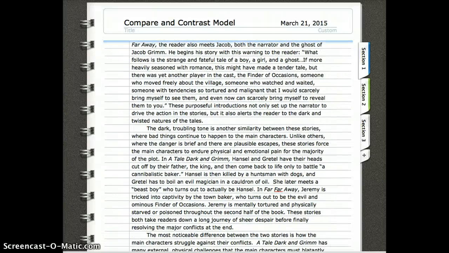These purposeful introductions not only set up the narrator to drive the action in the stories, but it also alerts the reader to the dark and twisted nature of the tales. The dark, troubling tone is another similarity between these stories, where bad things continue to happen to the main characters. Unlike others, where the danger is brief and there are plausible escapes, these stories force the main characters to endure physical and emotional pain for the majority of the plot.